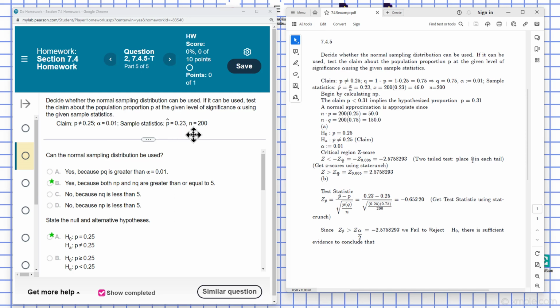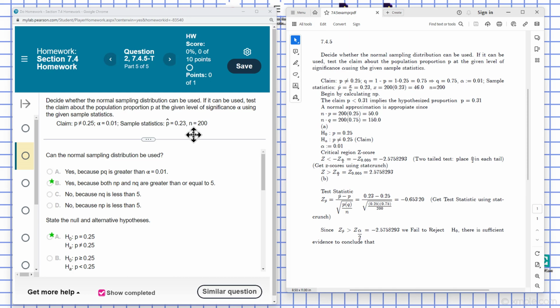This is chapter 7, section 4, problem 5. Decide whether a normal sampling distribution can be used. If it can be used, test the claim about the population proportion p at a given level of significance alpha using the given statistics. p is not equal to 0.25. Alpha is 0.01. Sample statistics: p hat is 0.23 and n is equal to 200.